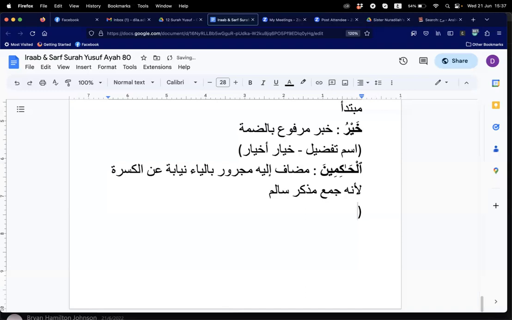Okay, so yes, this one is obviously the same root letters as hakama. And what kind of word is this? Isim fa'il. Yes, it's on fa'il, which means the mufrad version is hakim.